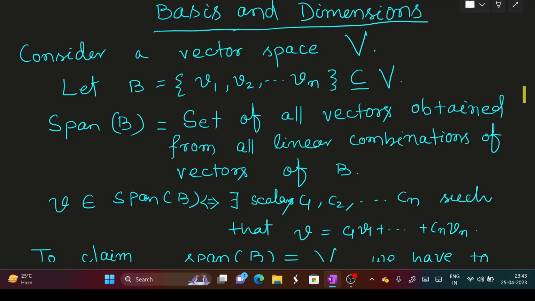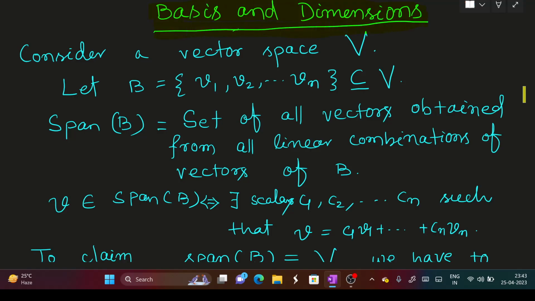In the previous video, we discussed some aspects of vector space, subspace, basis, rank of a matrix, linear dependency, independency, and the relation between rank of a matrix and linear dependency and independency. Today we will discuss one of the significant topics, that is basis and dimensions.